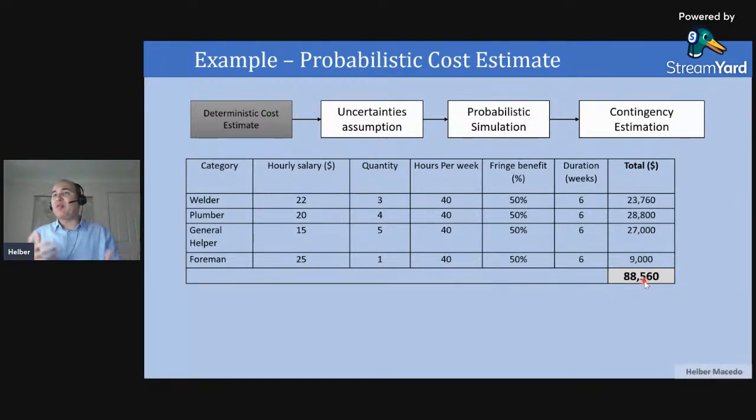But my focus here, because of time, is to move to the next step, because this is the famous one, when everyone is doing the bottom up and making the calculation for the labor. The next one is when we start to include the uncertainties to make a probabilistic cost. So we move from deterministic cost to a probabilistic approach to be able to calculate my contingency.